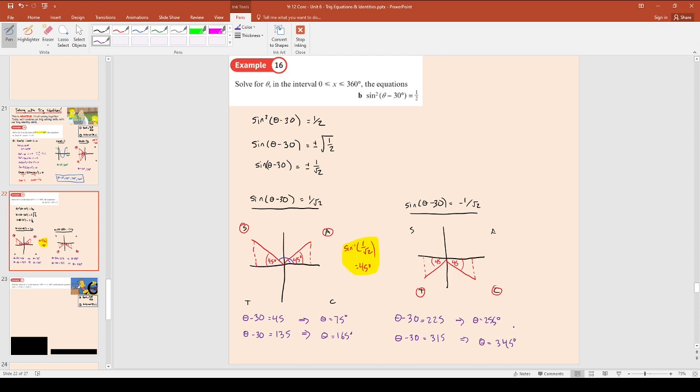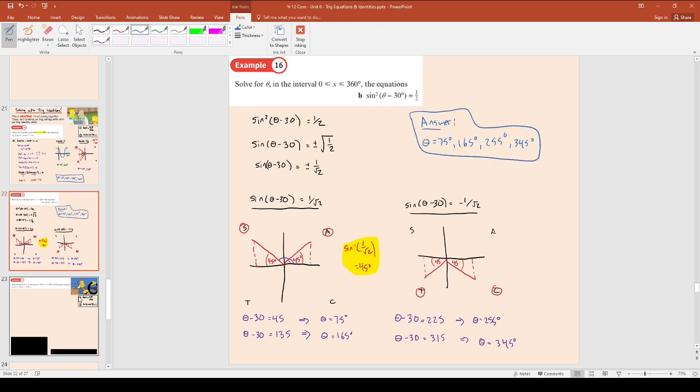If I took 360 or added 360, I'd be out of the range. There's no period problems there either, which means every single answer then, guys, is this. Well, here they are. Theta is 75, 165, 255, and 345. Numerical order for the ease of your examiner.